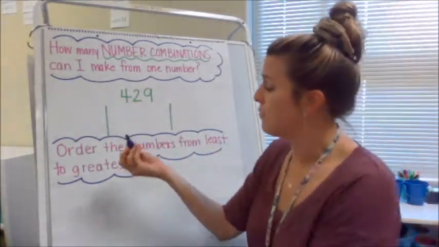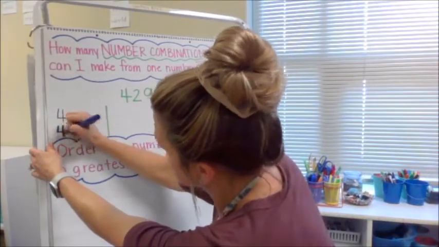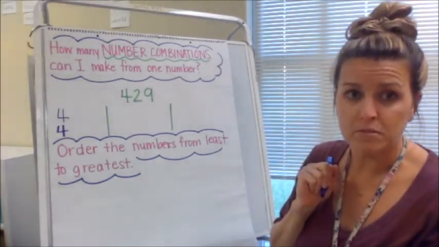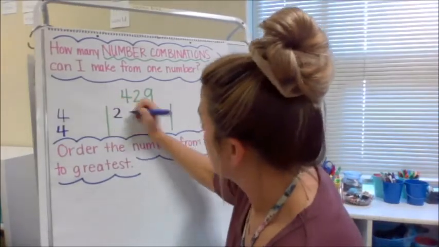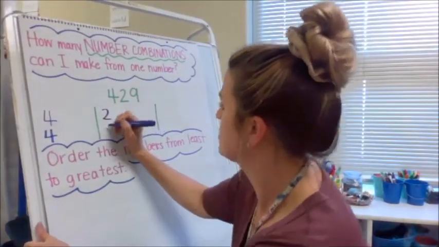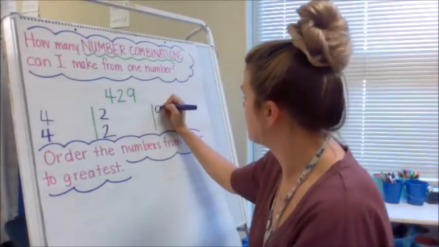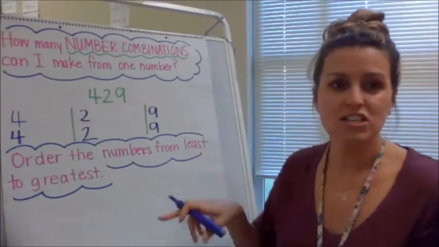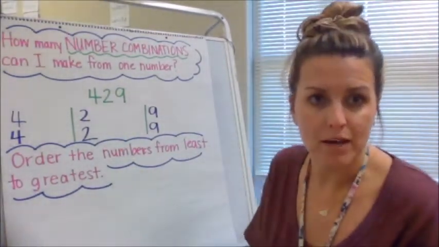So I'm going to take my 4 and I am going to write 2 4s for the hundreds place for those two combinations that we are going to make. Then I'm going to take my 2 and I'm going to put it in the hundreds place. And then I'm going to take my 9 and I'm going to put it also in the hundreds place. So now I have each digit in the hundreds place to make all my number combinations.